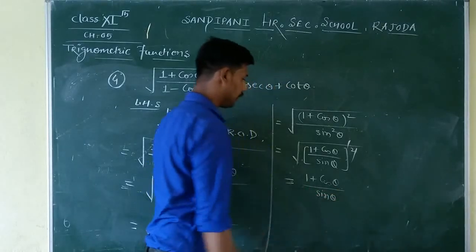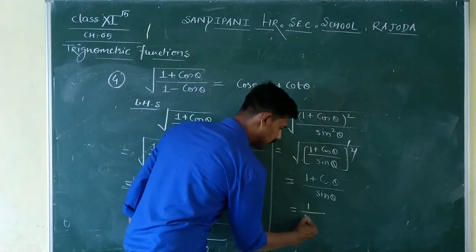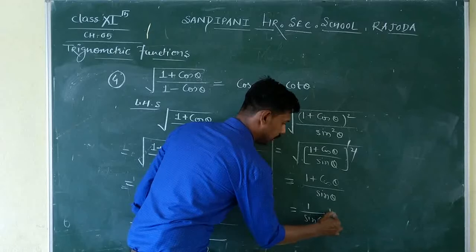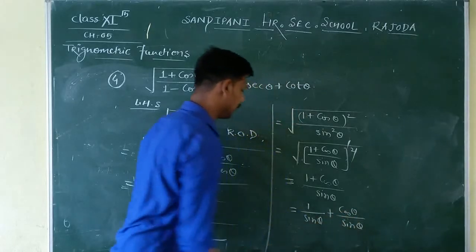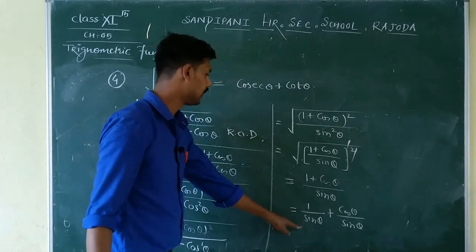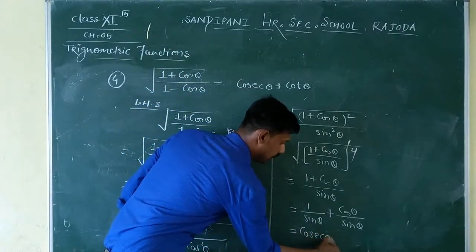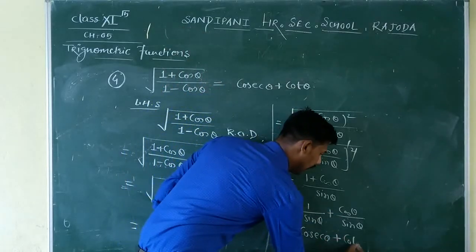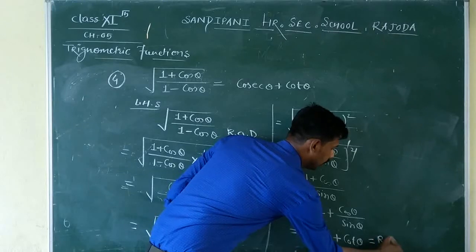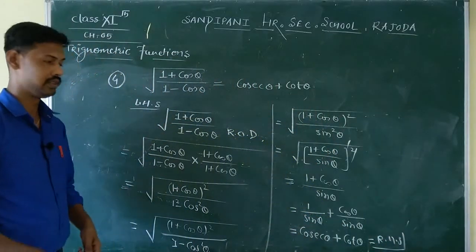Taking sin theta as the denominator of each term, we separate the terms: 1 by sin theta and cos theta by sin theta. What is the identity of 1 upon sin theta? 1 by sin theta is equal to cosec theta, and cos theta by sin theta is equal to cot theta. I hope you are getting the proper solution of question number 4. LHS will be equal to RHS.